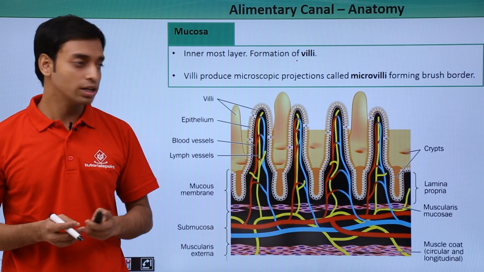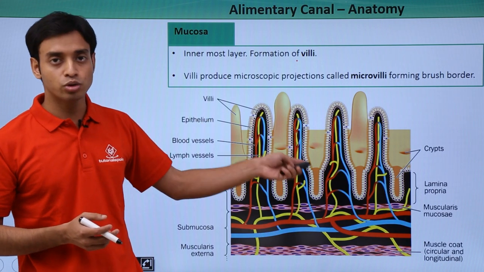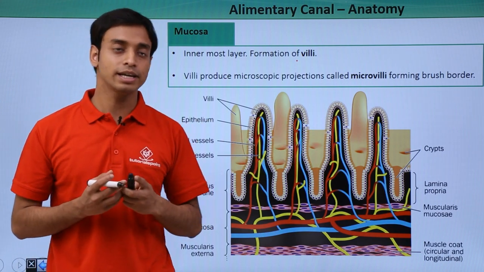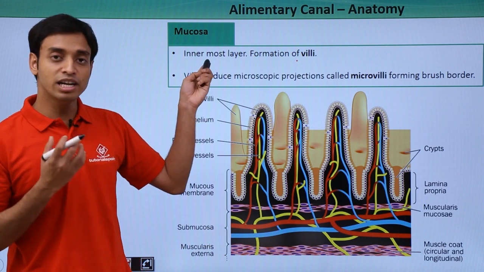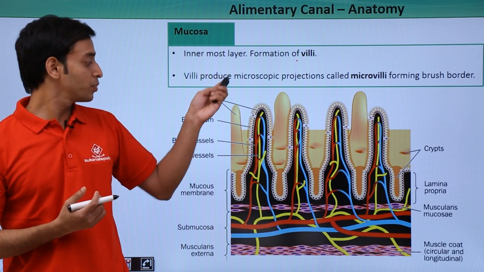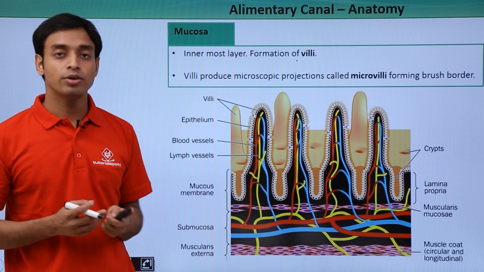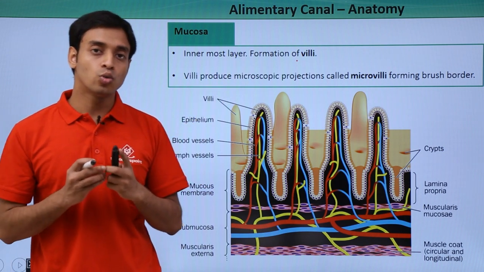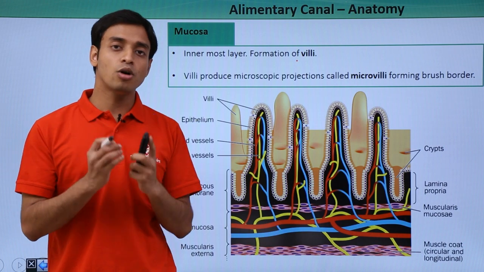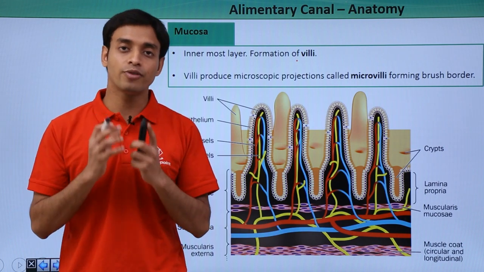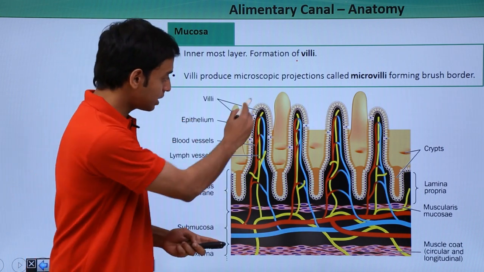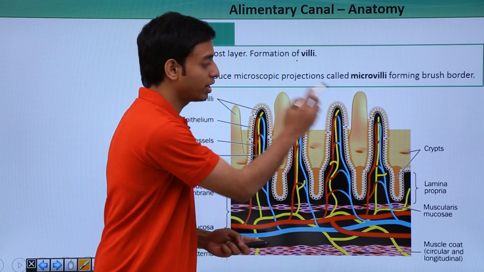After the submucosa comes the layer known as mucosa, the most important layer of the small intestine. This mucosa is the innermost layer of the small intestine. Here you can see this is the mucosal layer. It is made up of the formation of villi. So what are villi? Villi are very small microscopic finger-like projections. So these are the villi. These are basically finger-like projections.